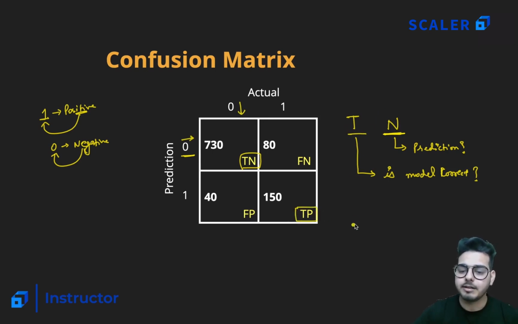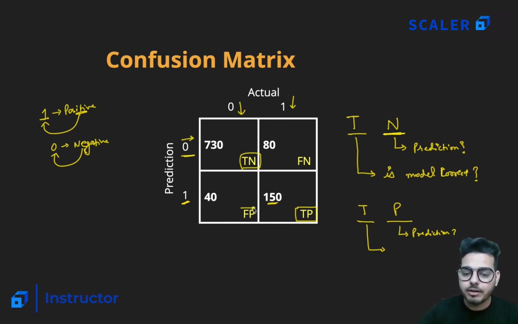It's TP, right? So first, what is the model predicting? Model is predicting class 1, category 1, which is positive. This is the prediction from the model. Now, is my model correct? Yes, because model predicted class 1, and in actual, it's also class 1. It means model predicted that these people are going to leave, and in actual, these employees left the company. That's why it's true positive.